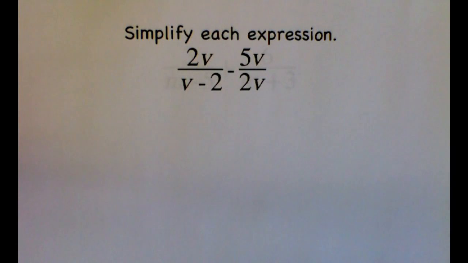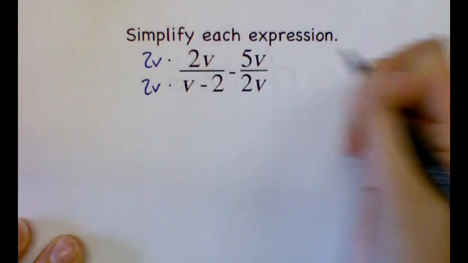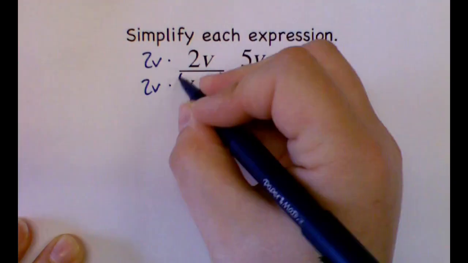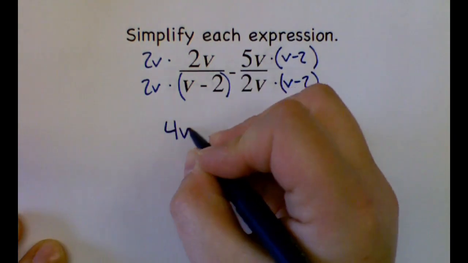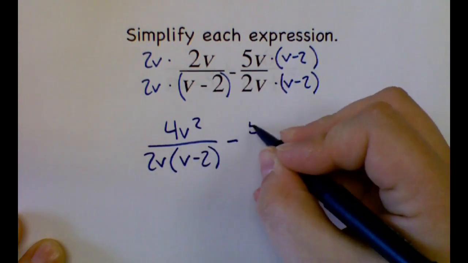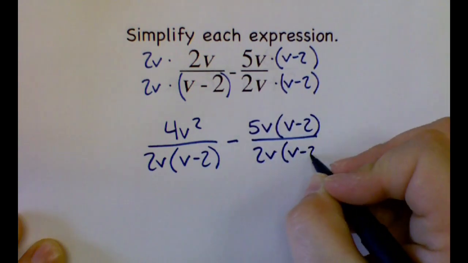All right, this one, we are subtracting two fractions, but they don't have the same denominator. So here we go. We need a common denominator. When in doubt, you can multiply each fraction by the opposite fraction's denominator. So we'll multiply this first fraction by 2v. Multiply the second fraction by v minus 2. Remember that there's invisible parentheses around each of those. So I get 4v squared over 2v times v minus 2 minus 5v times v minus 2 over 2v times v minus 2.